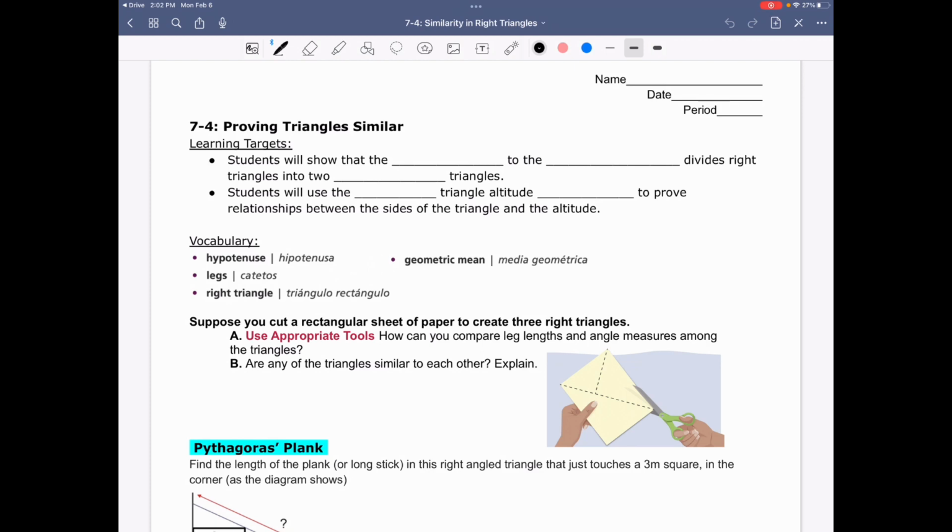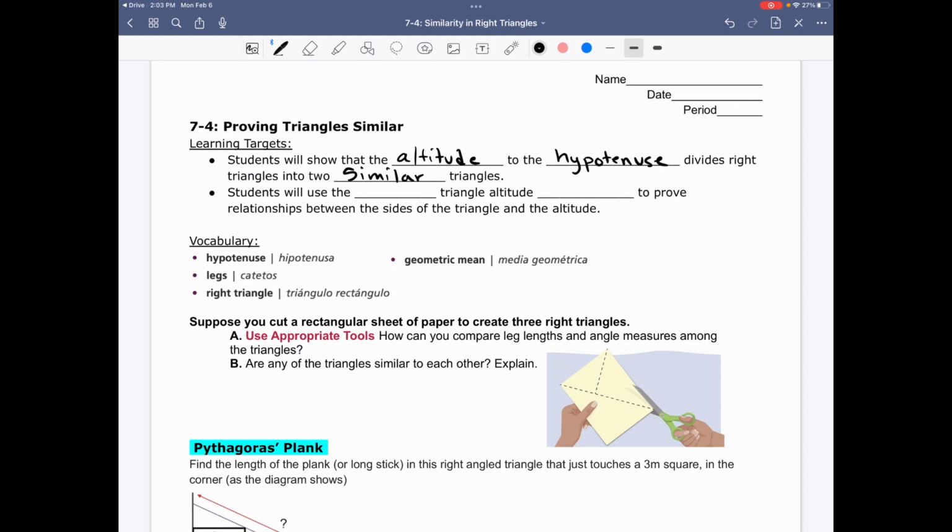Your learning targets today are: students will show that the altitude to the hypotenuse divides right triangles into two similar triangles. And we'll talk about what an altitude is and go over, as a review, what a hypotenuse is.